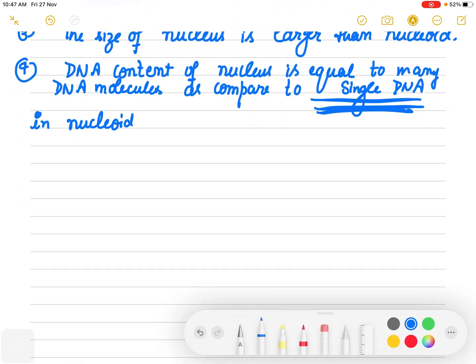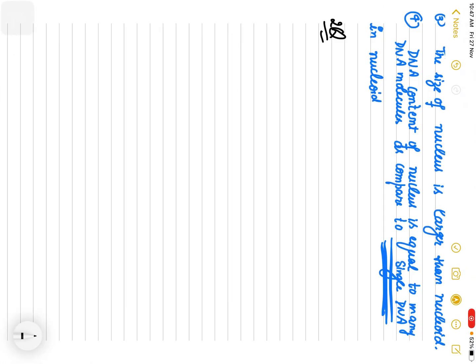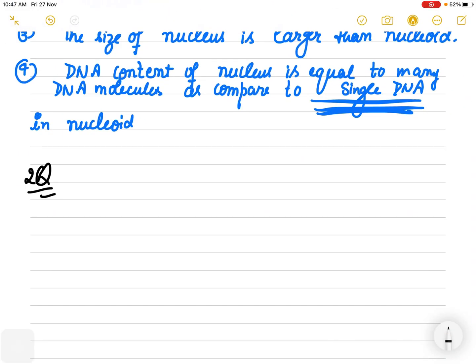Now comes the second question, because we have talked about the nucleoid. So now let's talk about the structure of the prokaryotic cells, right? Because we have talked about the nucleoid structure.